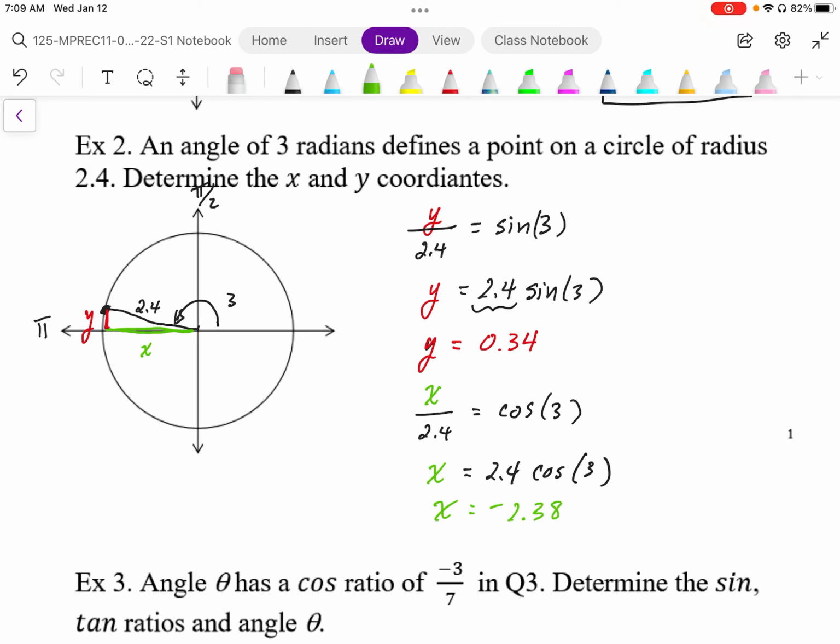That looks about right because it's going to be very close to the 180-degree point, which is going to be at -2.4 for x and 0 for y. So I'm just a little bit above the x-axis, and I'm very close to the edge of that circle.